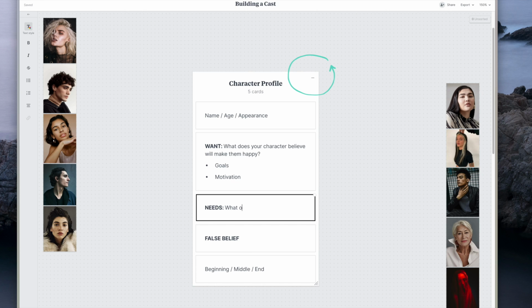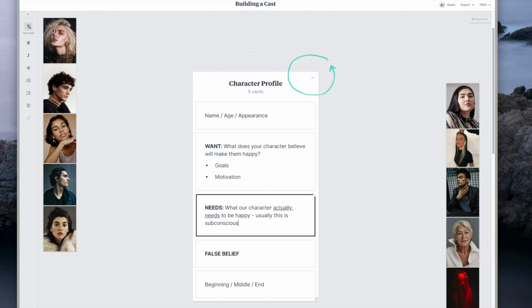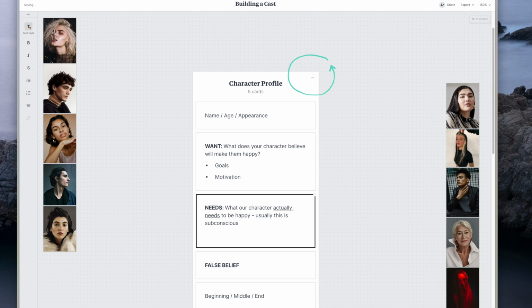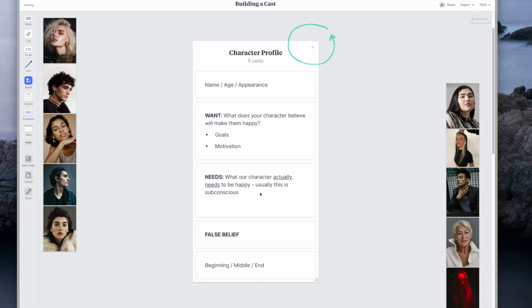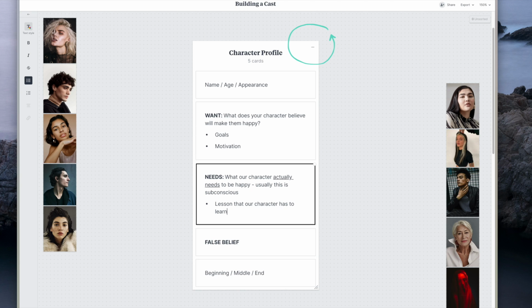And this is what our character actually needs to be happy. Usually this is subconscious for our character. So this is something that our character figures out along the way. It's that lesson that our character has to learn. They need to figure out for themselves that this is what they need.